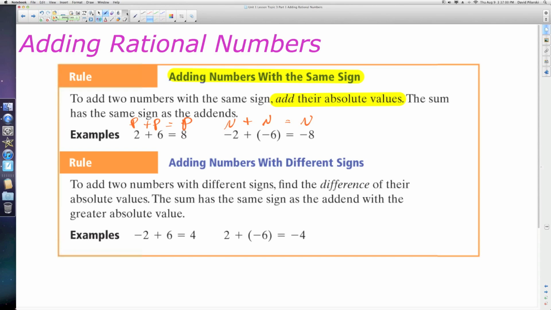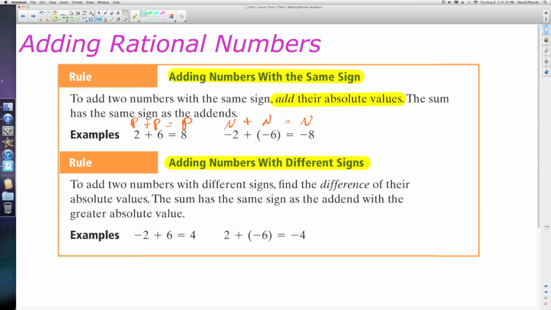The second rule that we need to concern ourselves with is this rule down here, and if you don't have a highlighter, you can underline what I'm highlighting, adding numbers with different signs. Now, this is a review from pre-algebra. You learned how to do this in pre-algebra, and I kind of expect that you should know how to do this, but if you don't or you forget, here's a good reminder.